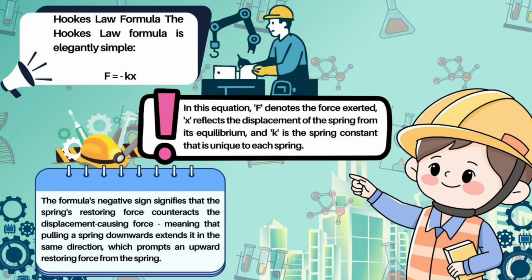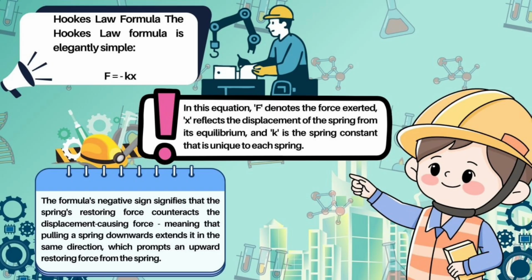The Hooke's law formula is elegantly simple: F is equal to negative k times x. So this formula shows how force, stiffness, and displacement are related. It is easy to use but very powerful in solving many physics and engineering problems. In this equation, F denotes the force exerted, x reflects the displacement of the spring from its equilibrium, and k is the spring constant that is unique to each spring. So, force is what you apply or what the spring exerts.